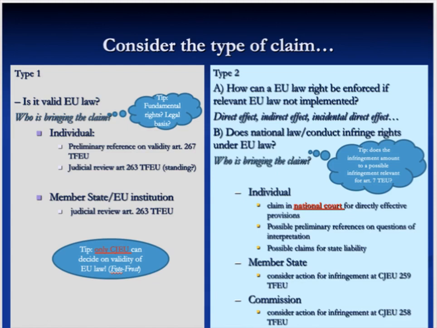So we need to be thinking, as we go through the material on free movement of goods, how can this EU law right be enforced? And how does national law or national conduct infringe rights under EU law? And who is bringing the claim? Is it an individual, a company, a person, in a national court with a possible preliminary reference under Article 267 TFEU, or is it a member state or the Commission bringing claims under Article 259 or 258 TFEU respectively?